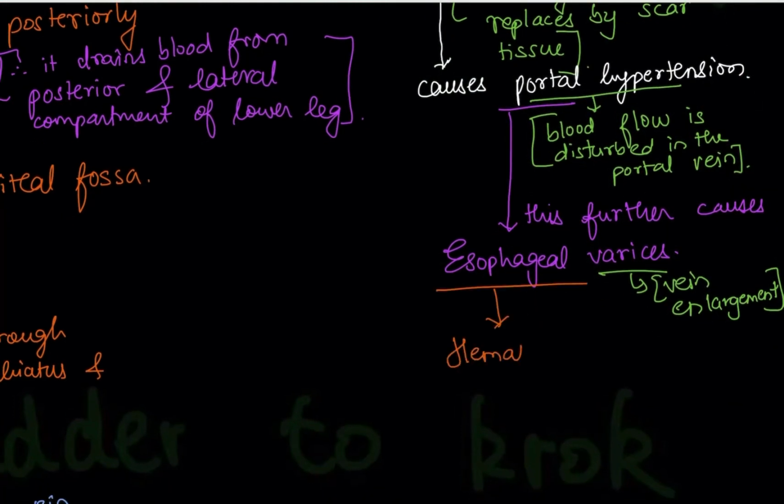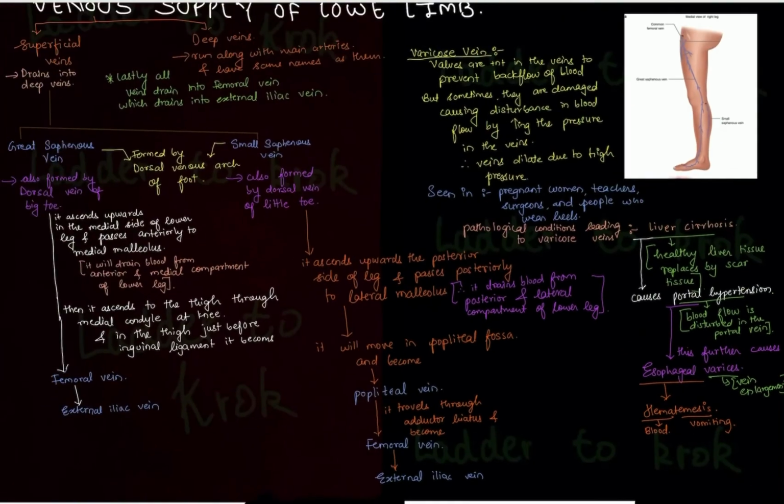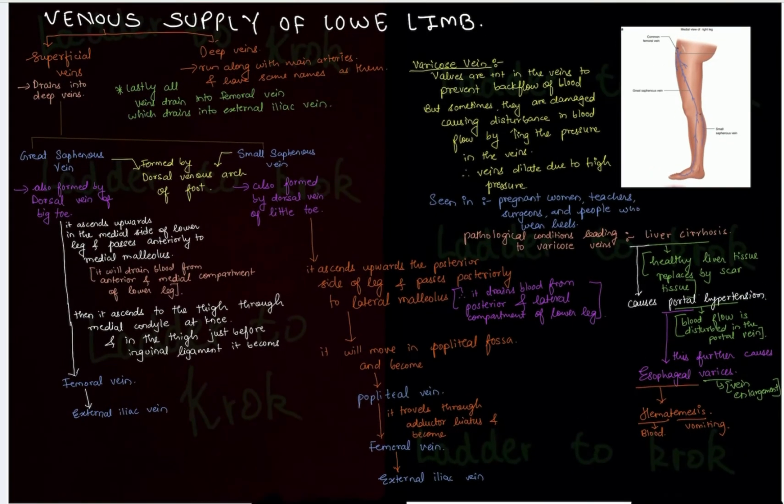You can see hematemesis. Now what do you mean by hematemesis? Emesis, write down, means vomiting. Emesis is vomiting, hemat is blood. So you will see vomit with blood in case of esophageal varices. This hematemesis is also seen in many other pathological conditions, but one of the reasons could be esophageal varices as well. Okay, so the pathological conditions of the varicose vein are done.